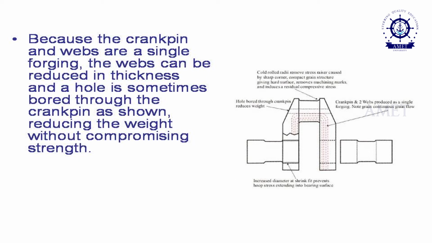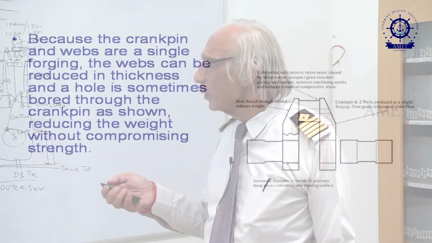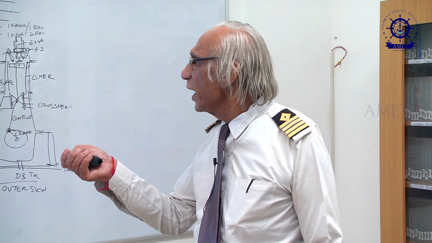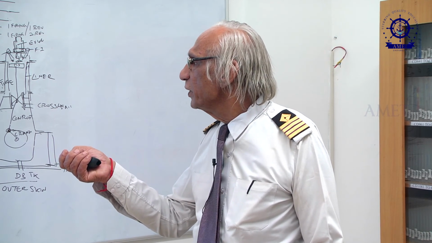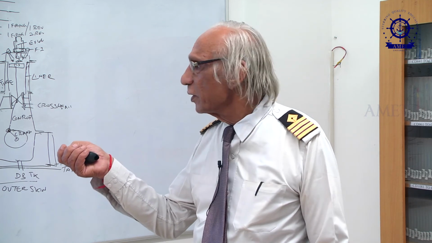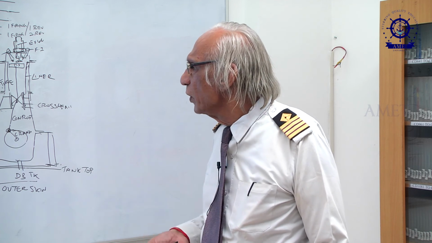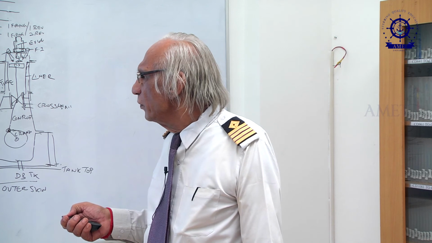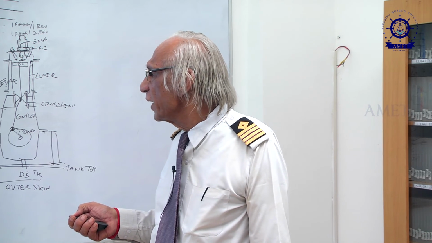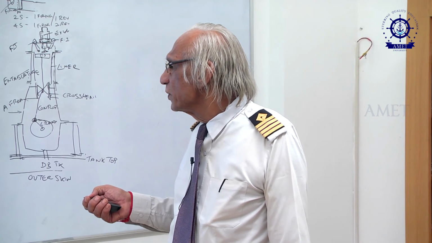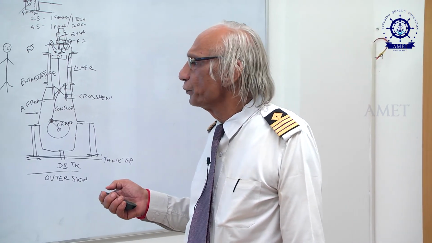Because the crank pin and webs are a single forging, the webs can be reduced in thickness. Therefore, a hole is sometimes made across the crank pin. You can see a small hole, that is for lightening, reducing the weight of the crankshaft. If the shrinkage allowance is beyond the limits, then you can have cracks developing on the crank web, and then the crank journal is liable to slip.